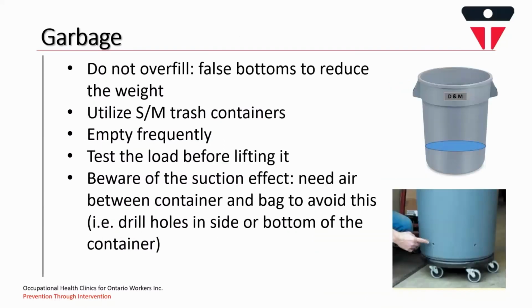So when we look at garbages specifically, what you want to do is make sure that you don't overfill garbages. Often we have large containers, we put the bags in there and until it's full is when they're emptied. This can cause extremely heavy weights to be pulled out of the garbage can and lifted to the dumpster. What you can do with these large containers is put what's called a false bottom in it. So something like a foot up in the garbage container that the garbage is actually going to sit on. This will reduce the amount of garbage that can be put into the container, therefore reducing the weight that the custodian or occupational cleaner is lifting.